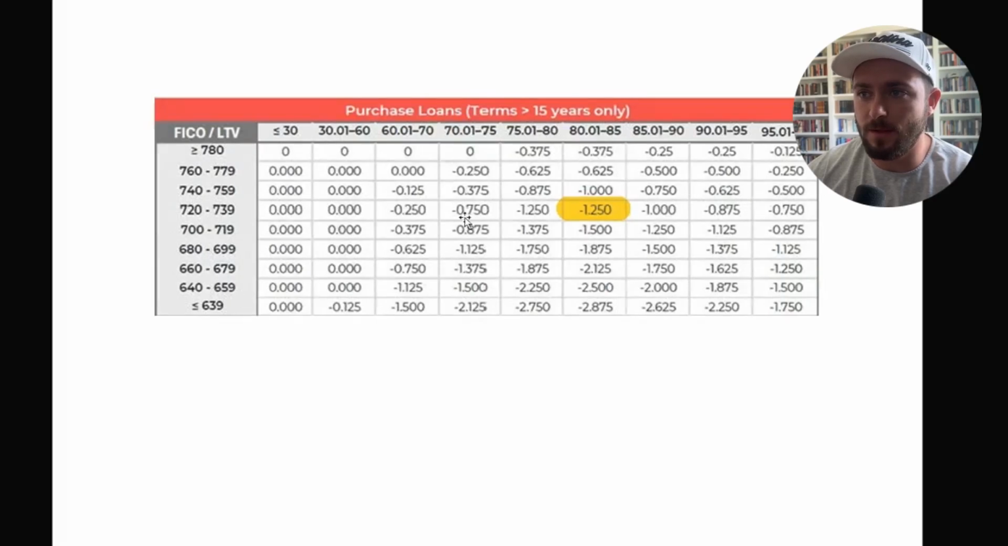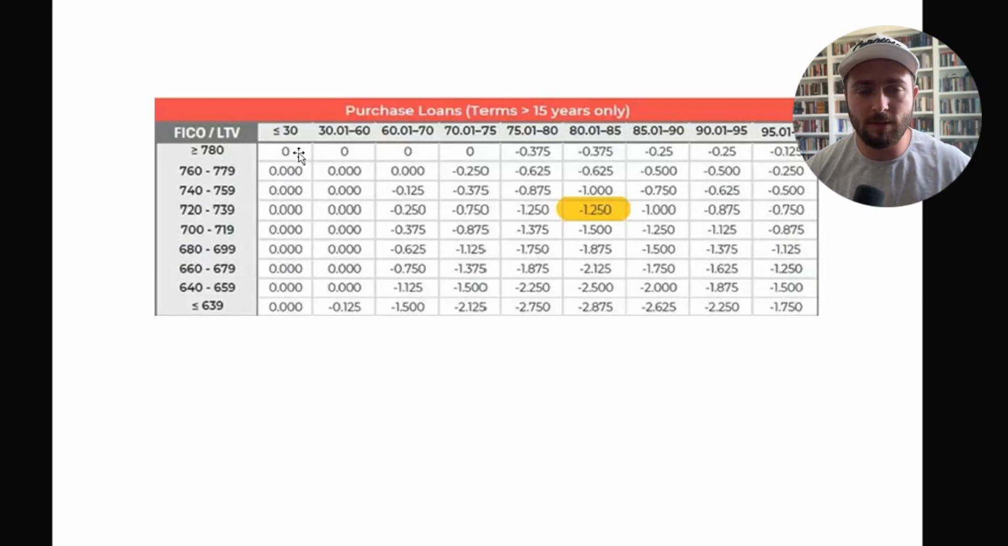It's going to be a simple grid. And basically what lenders do is they're going to price this negatively the further you get down here. The lower FICO you have, the higher LTV you have, you're going to get basically a charge on your loan. So the better FICO you have and the lower LTV you have, you're not going to get this sort of surcharge for the risk that you're presenting.